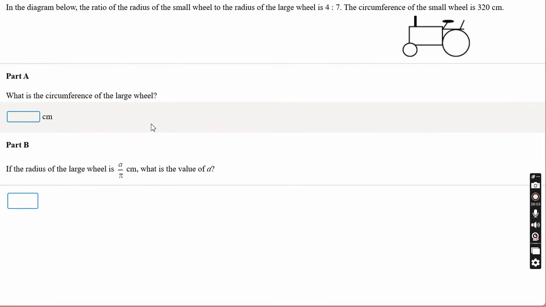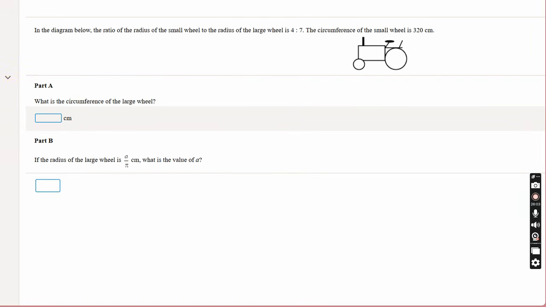Here, of course, the easiest way to do this is you can see that 4 was the circumference of the small wheel, which was changed to 320. Whatever you do to the first ratio, you also do to the second ratio, right? And you can see 7. So what did you multiply 4 by? You multiplied that by 80. So you do the same thing to 7. You also multiply this by 80.